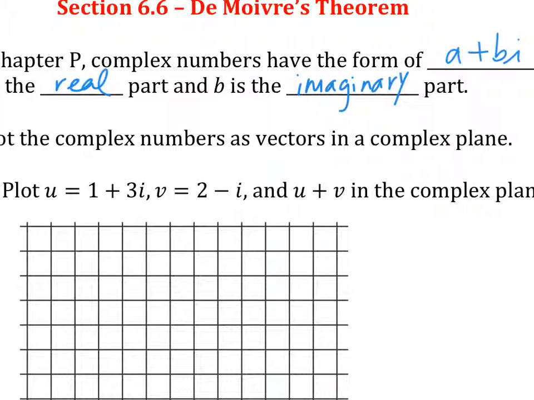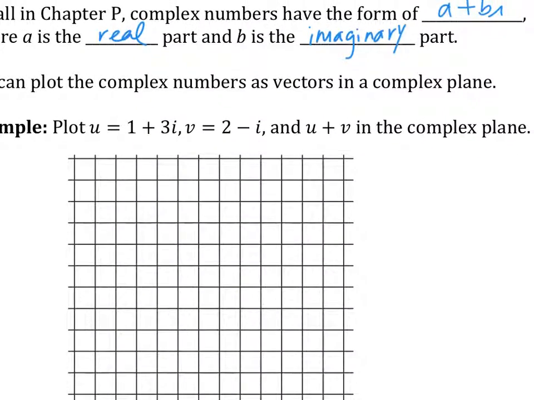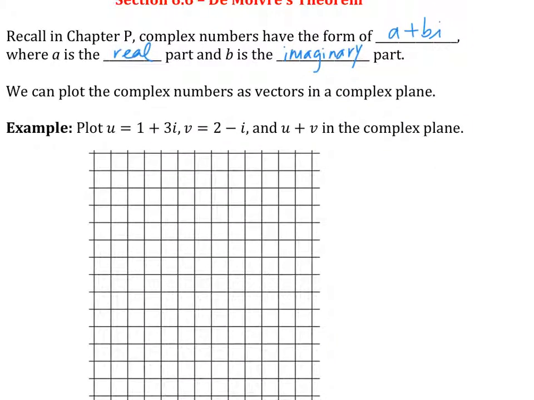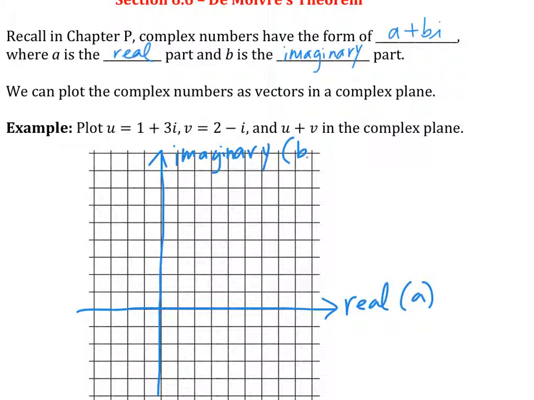Interestingly, we can graph complex numbers in a plane. It's kind of strange thinking about it, but we can. So what we can do is draw an axis where the part that used to be the x-axis, we think of as the real number part, which is the a part. And then the y-axis part is the imaginary part, which is the bi part.